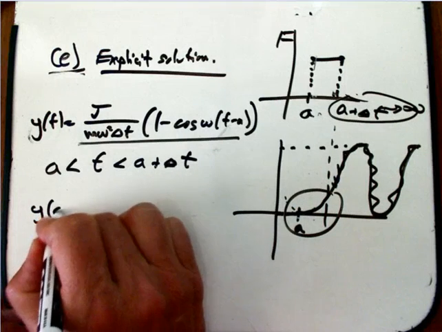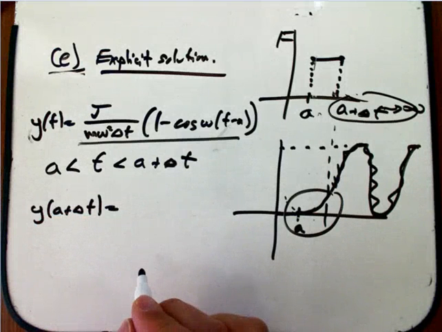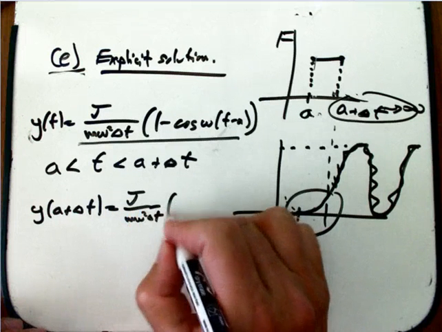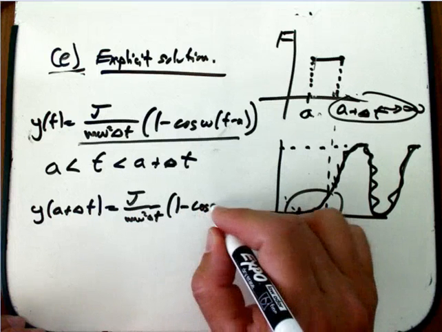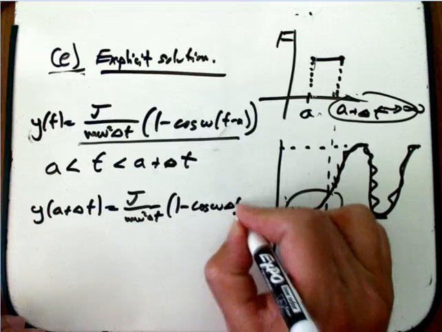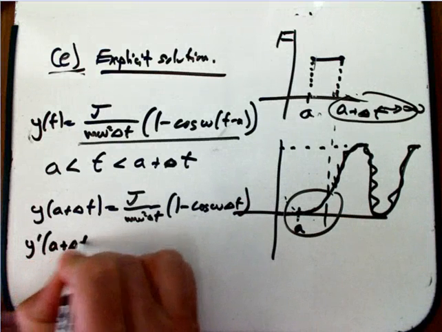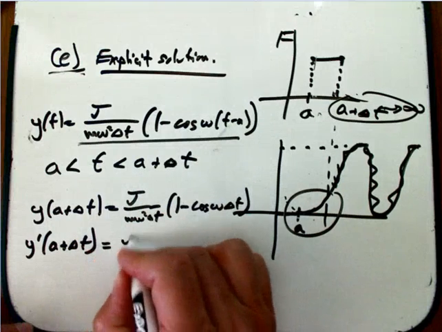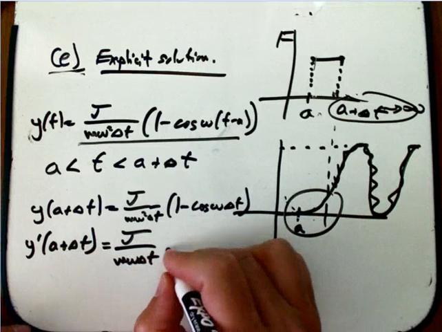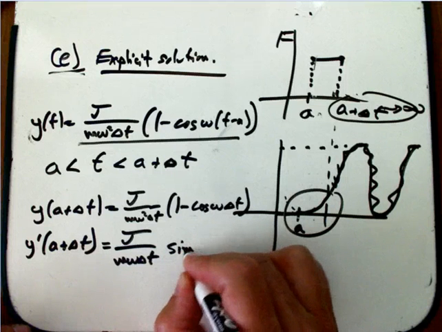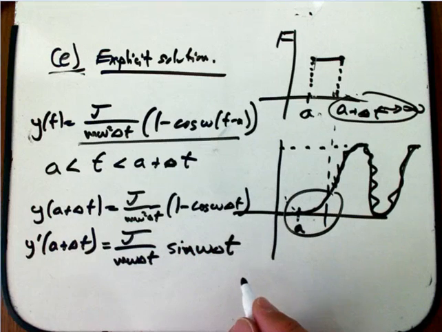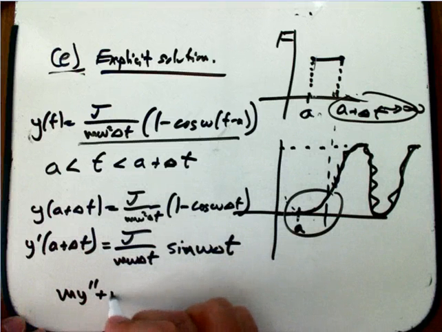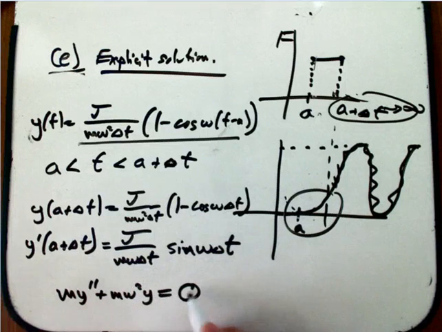So y of a plus delta t, let me get my cheat sheet here ready. That's going to be j over m omega squared delta t times 1 minus cosine of omega, and now a plus delta t minus a is just delta t. Okay. Y prime, the constant part goes away. A minus cosine turns into a plus sine. Chain rule brings an omega down. That's going to be j over m omega delta t, not omega squared. And that's going to be sine, with an n, not an m, of omega delta t. And now the differential equation is back to being the homogeneous one. So our initial conditions are now quite a bit more complicated looking, but we'll deal with them. But the forcing is gone, and so it's just homogeneous.